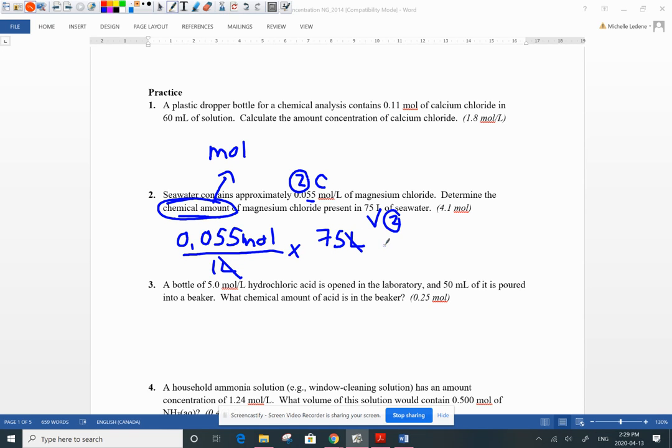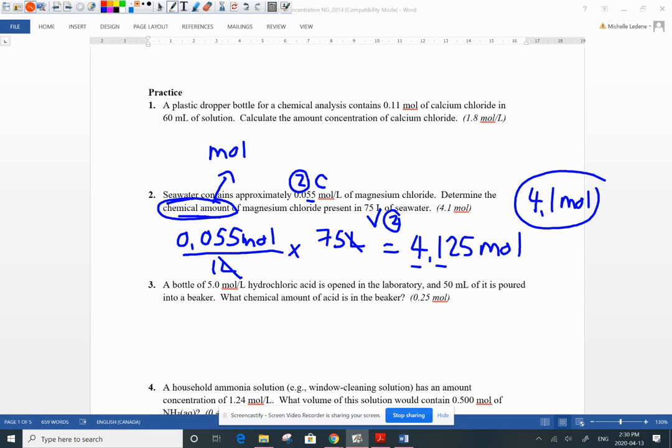Liters will cancel. I punch these values into my calculator, and my calculator says 4.125. Everything is canceled but moles, so my unit here is moles. But now that's not my final answer, because remember, I can only have 2 significant digits. So my final answer, when I go and I round it, is 4.1 moles of magnesium chloride, which is in seawater. Okay, so there's an example where you have concentration and volume and you have to find moles.